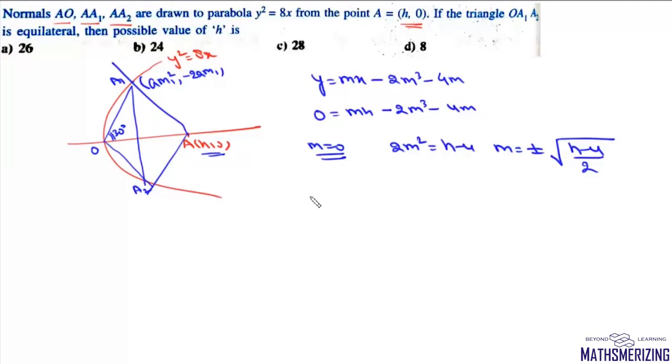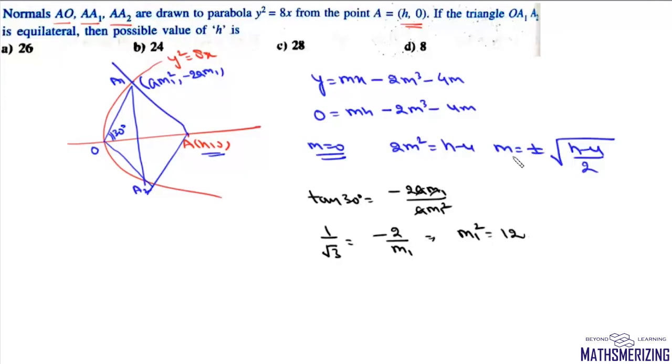So we can write tan 30 degrees, and it should be equal to y2 minus y1 upon x2 minus x1. So it will be minus 2am1 upon a m1 square. So we'll cancel this. So we'll write 1 upon root 3 equals minus 2 upon m1. So we'll write this as m1 square must be equal to 12. Now we'll put the value of m1 square. So we'll square it, and we'll get h minus 4 upon 2 equals 12. So the value of h should be 28, and that's your option number C.